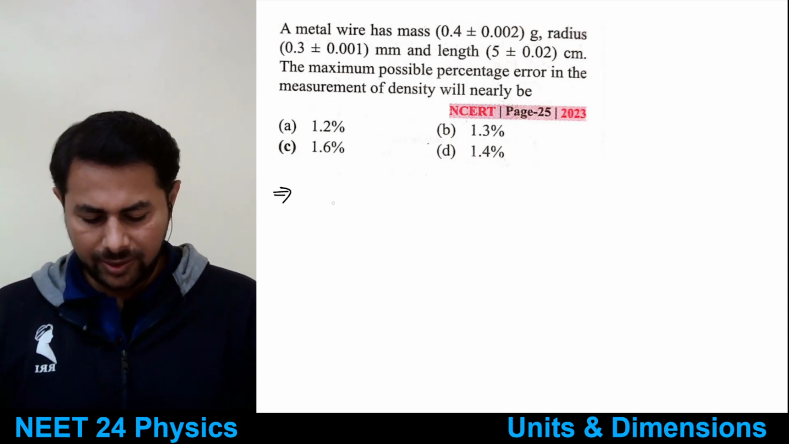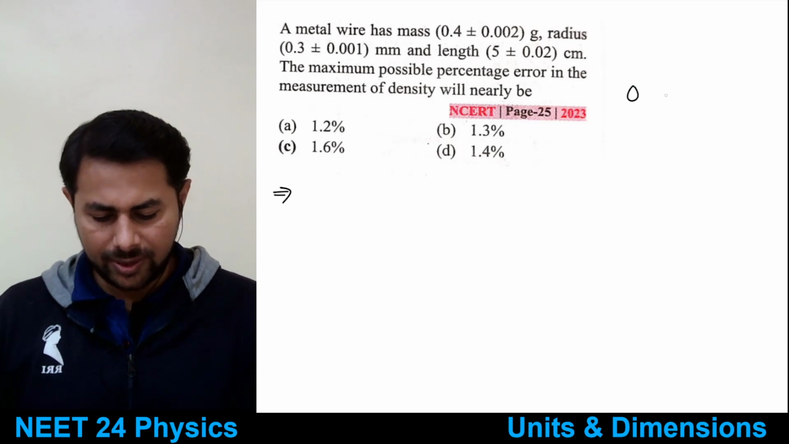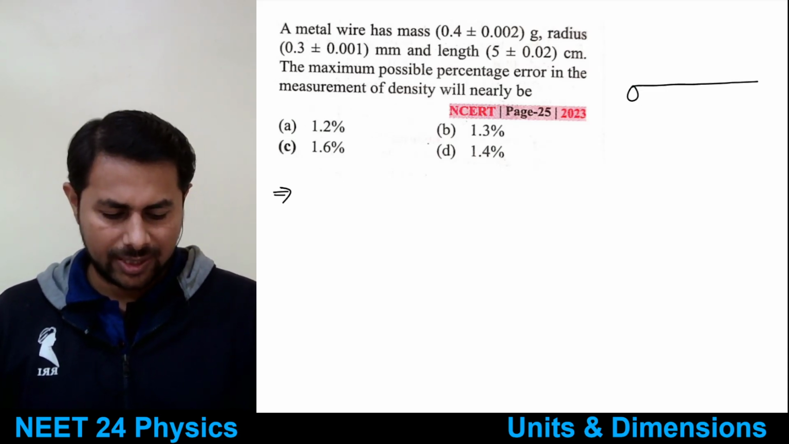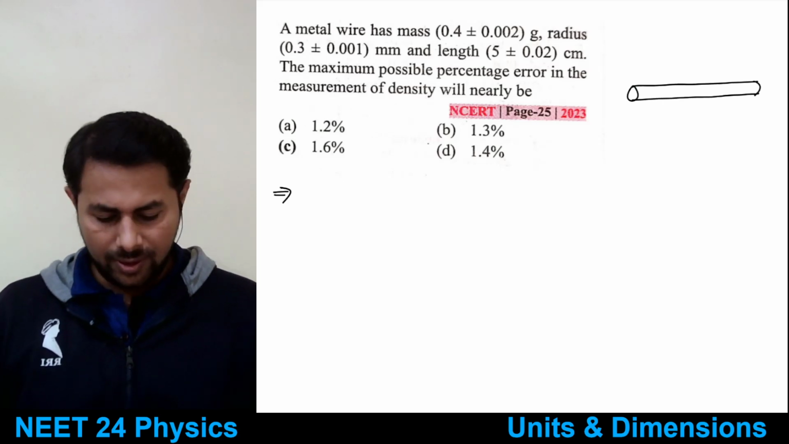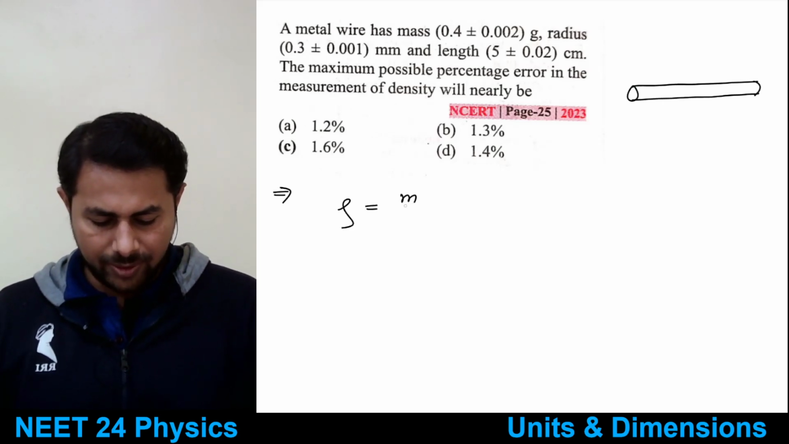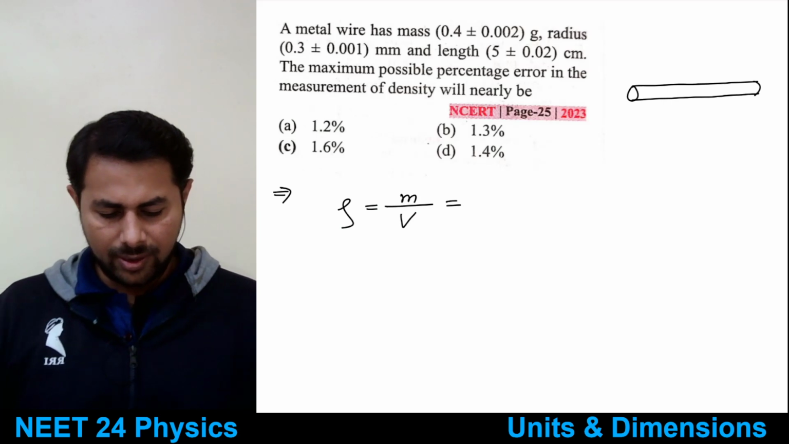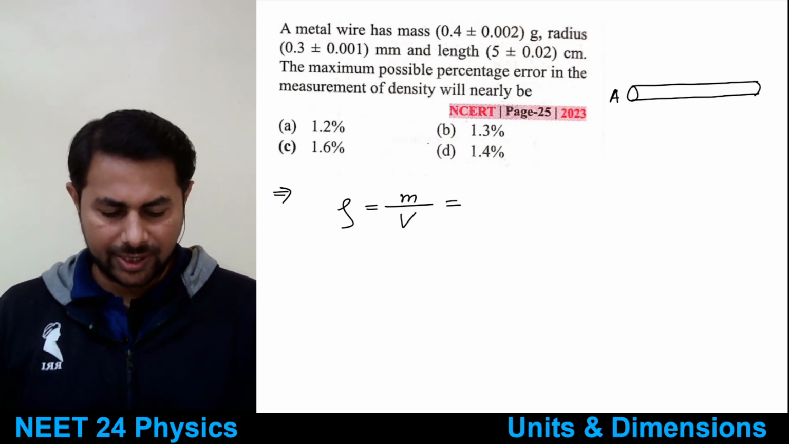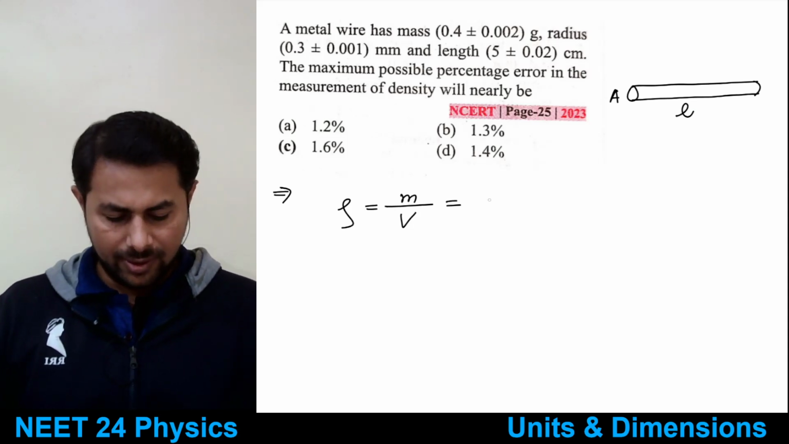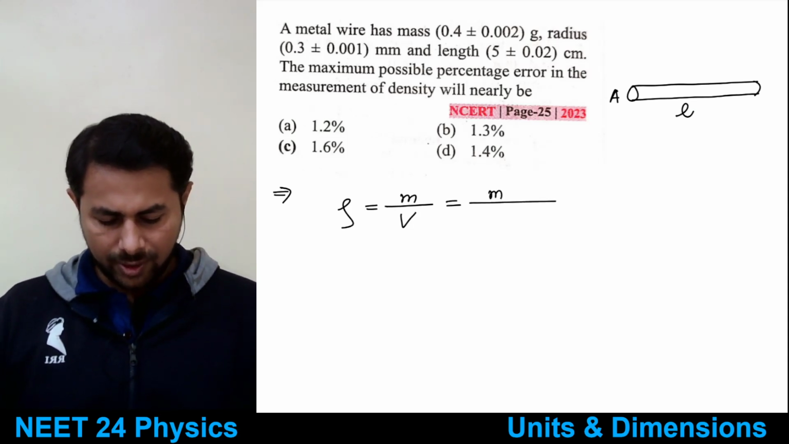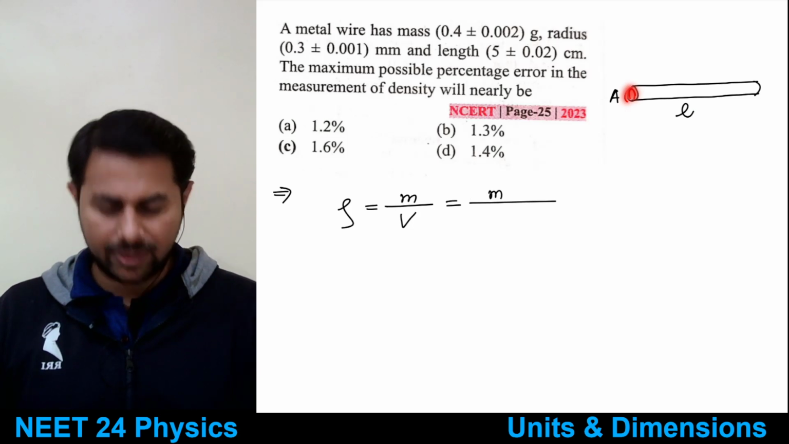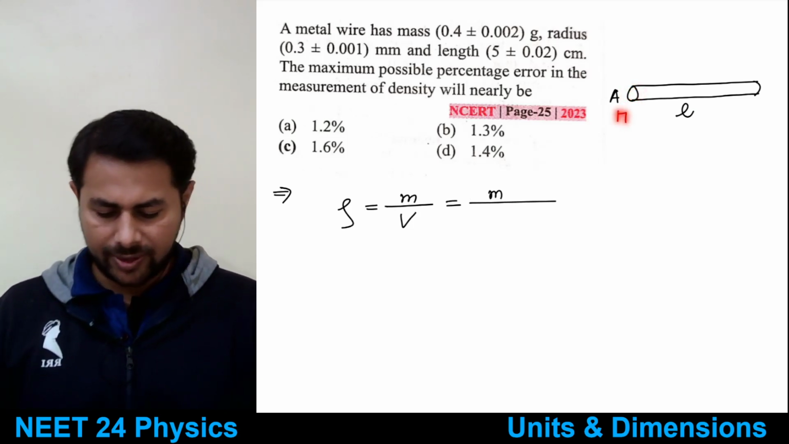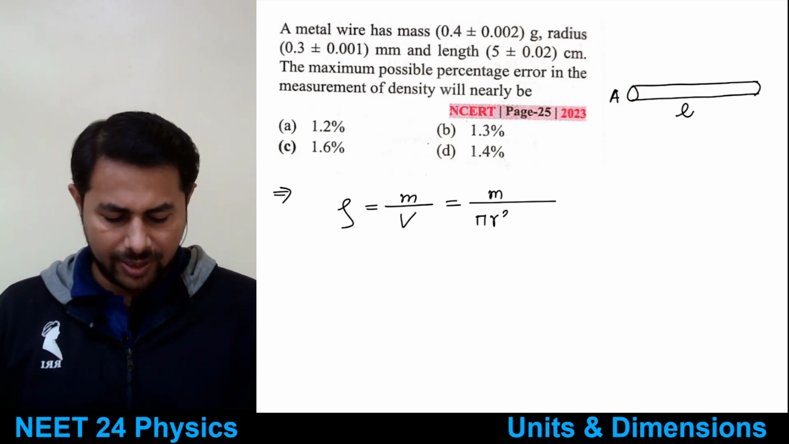What is density? This is a wire, okay? Density is mass upon volume, and this is a wire. So what will be its volume? It's area of cross section multiplied by length, right? What is the area of cross section? It is circular one, so this is pi r square.